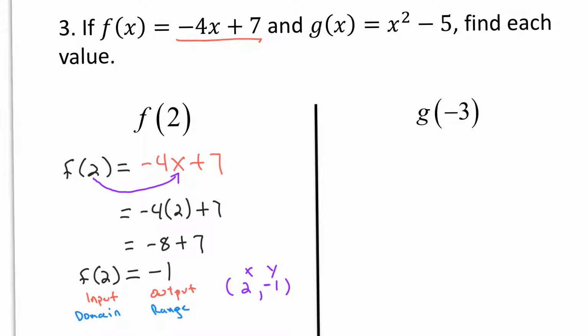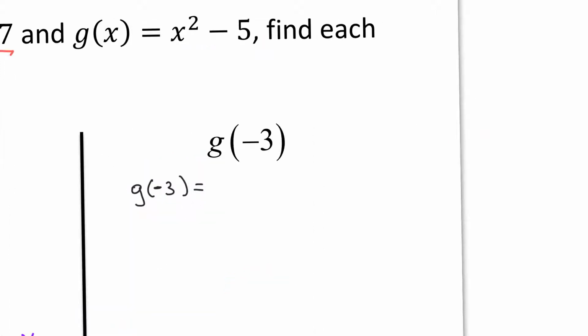The next one is g of -3. So first, I need to know what function I need to use. I am going to write this down first. I have what I want, g of -3, and I'm going to look for the function of g. Now the function of g is right here. g of x equals x squared minus 5. So I am going to put this function right here: x squared minus 5.